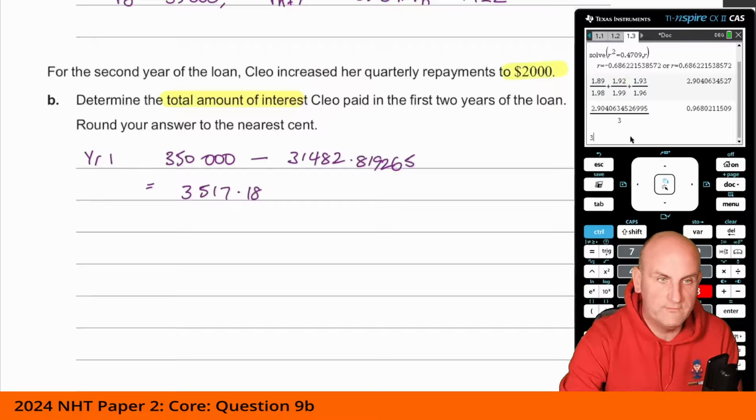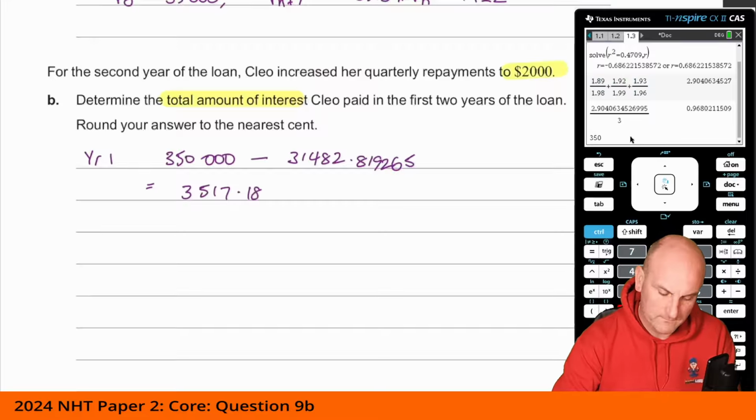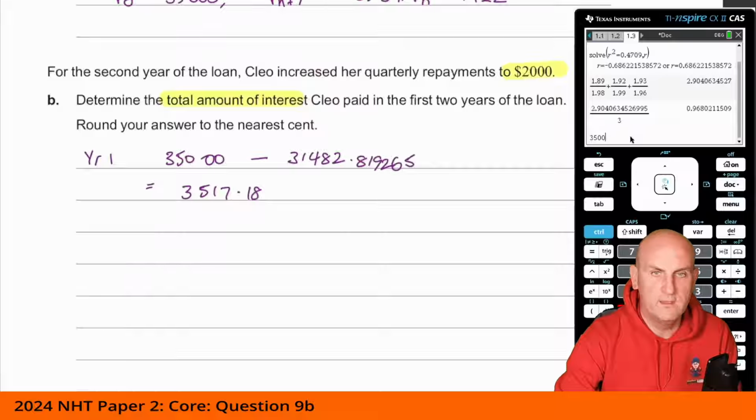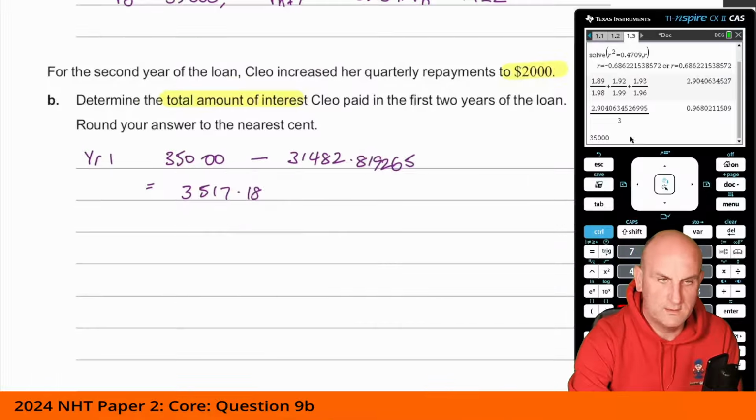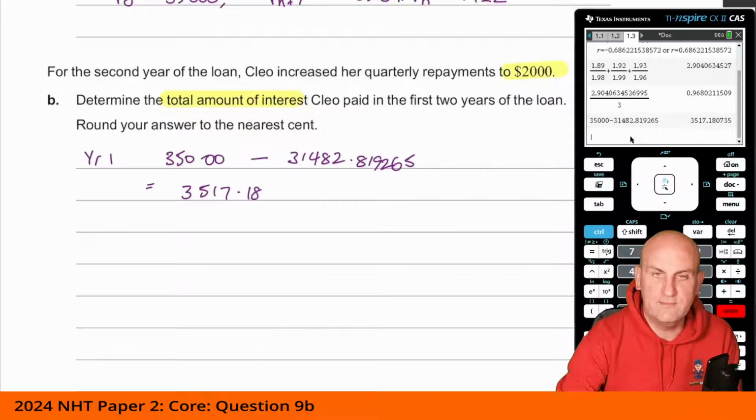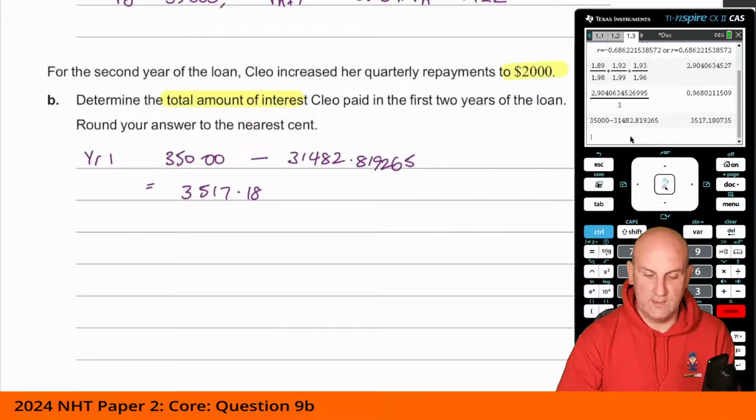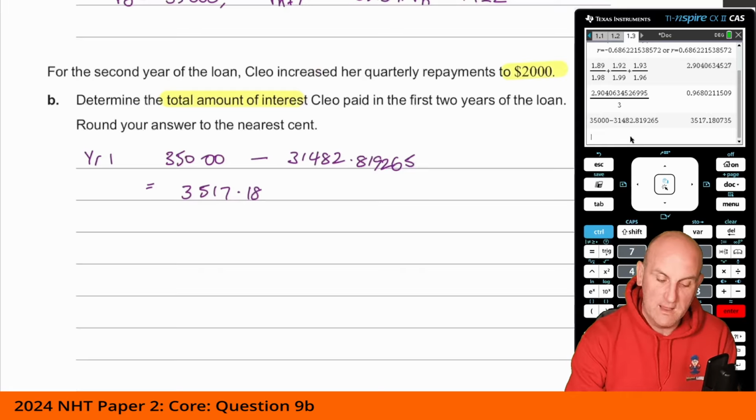I'm actually just going to check that because I'm beginning to realize I didn't write out all my working out properly. So 350,000, and I'm going to take away 31482.819265. And I'm going to keep those decimals in. That gives me, that's it. Now I'm going to round at this moment in time because I think that's going to work out. So that's basically what I've paid off.